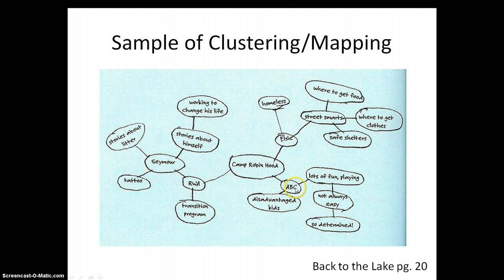Then there was the ABCs of Camp Robin Hood. There was lots of fun playing. It wasn't always easy, but determined. And this was for disadvantaged kids. So from this, you can see how your ideas have flowed onto the paper. Now you can take them and organize them into something to write about Camp Robin Hood.